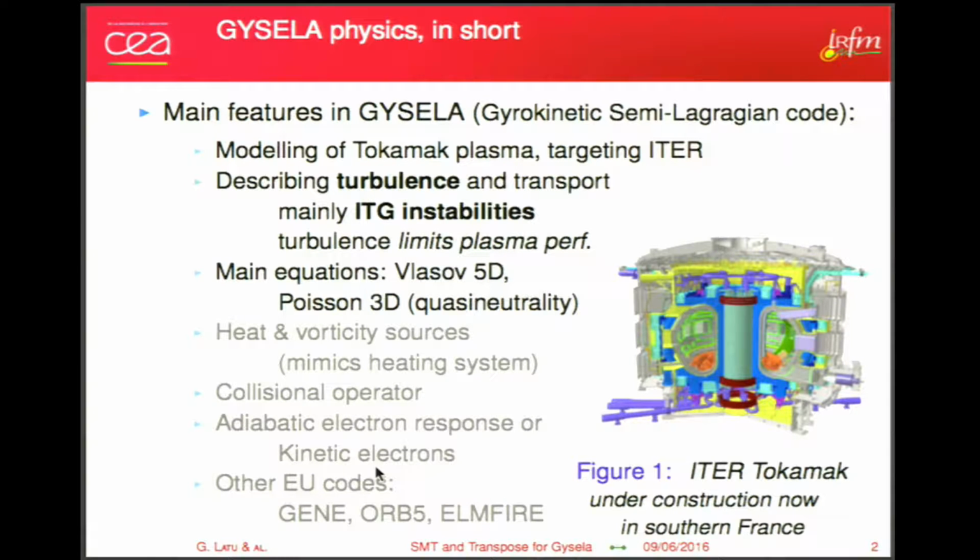The GYSELA code stands for Gyrokinetic semi-Lagrangian code. The aim is to describe the plasma that takes place in a tokamak. You have here a picture of the ITER tokamak, which is currently being built in France. And we want to describe the turbulence and the transport that happens in the plasma in this tokamak.